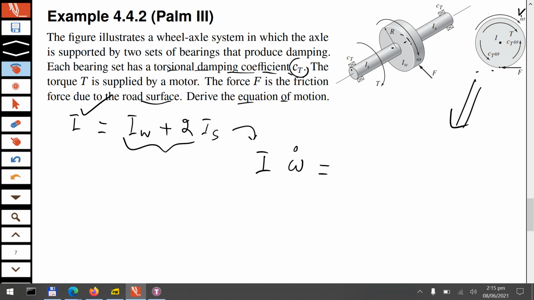And if you look at omega as your reference direction, T and omega are in the same sense, so T is positive.